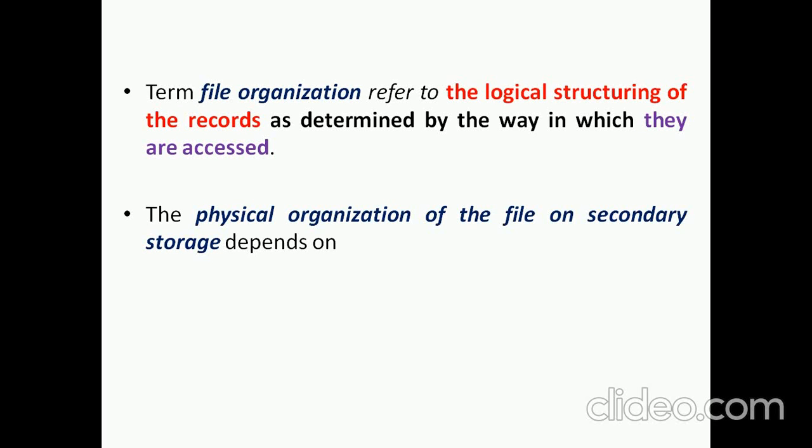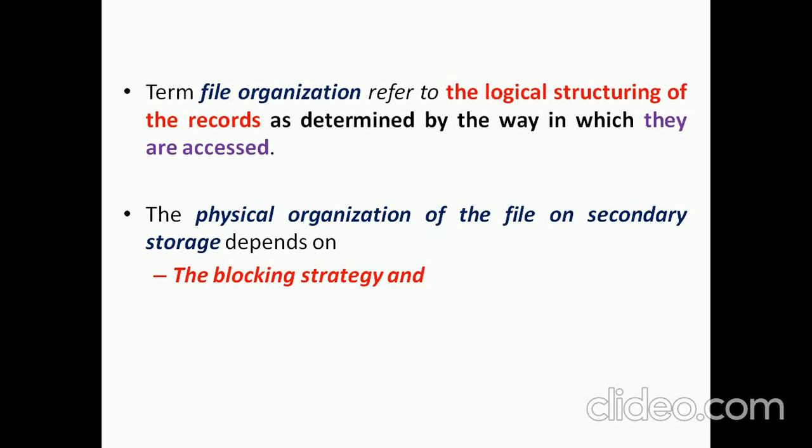So let me go through this presentation one by one, so that we get to know the details of the various file system structures. File organization typically refers to the logical structuring of the records. It gives a logical structure of the particular records, saying how we are going to access the particular data. It also deals with the physical organization of the file system, especially in secondary storage, but it depends upon two strategies.